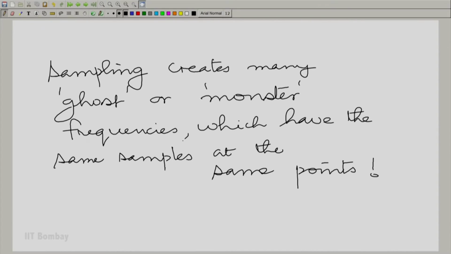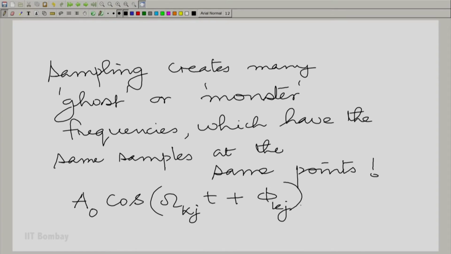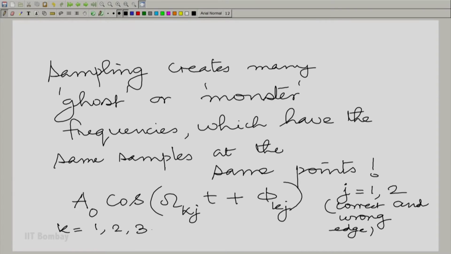So, in other words, what we are saying is that you have many other frequencies, let us call them omega kj, essentially A naught cos omega kj t plus phi kj, such that, of course, you remember we had said that j corresponds to the 2 possibilities of correct and wrong edge, and k is all the positive integers, essentially belongs to script Z plus, the positive integers. Now, what are these omega kj's and what are the corresponding phases? We need to write that down.